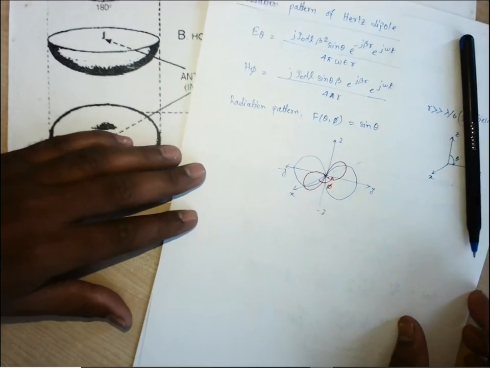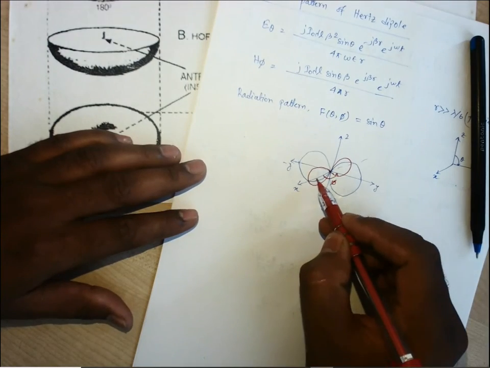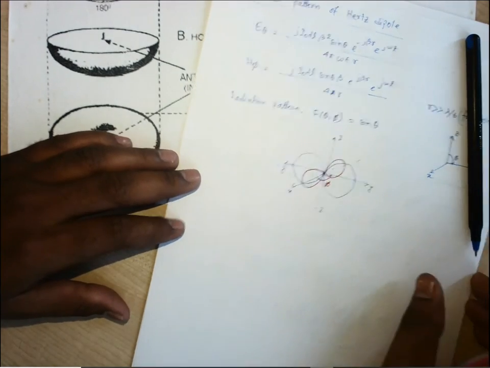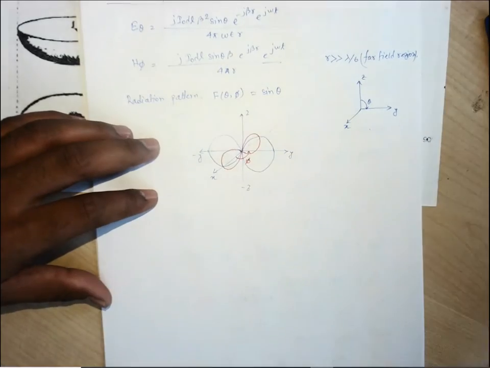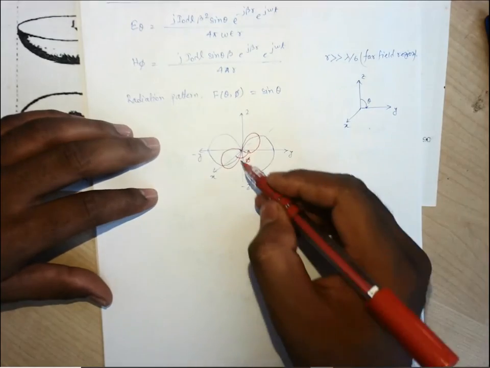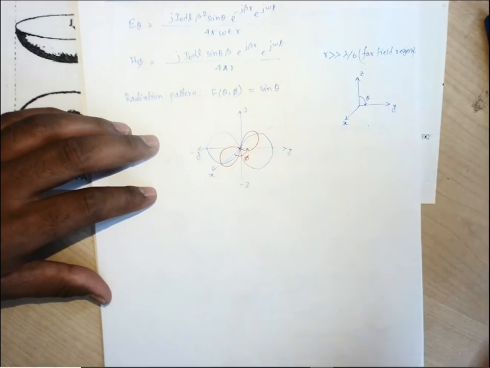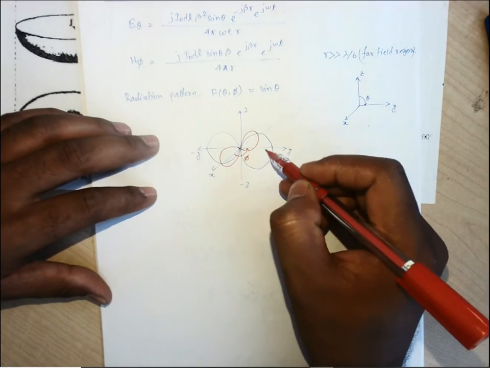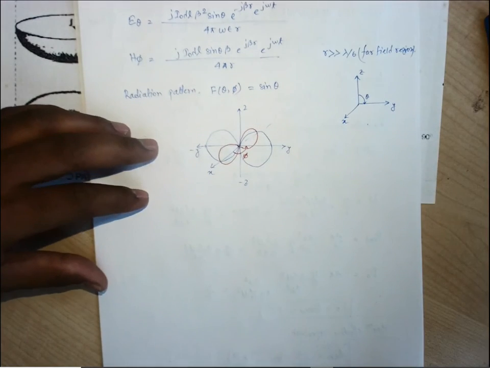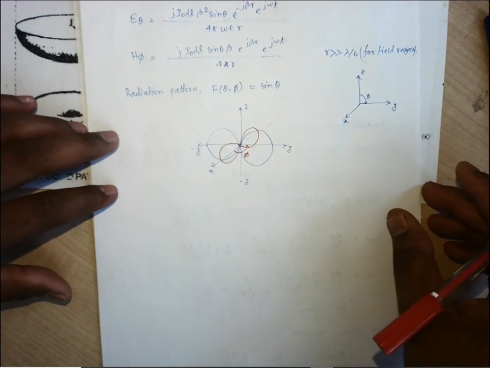Clear? So this is for phi equals 0. The red line that has been drawn is for phi equals 0, along the x axis. If you take phi equals 1, some other slits will come. If you take phi equals 2, some other slits will come. Like this, if you take phi equals 90, some other slits will come. In this way. Clear?